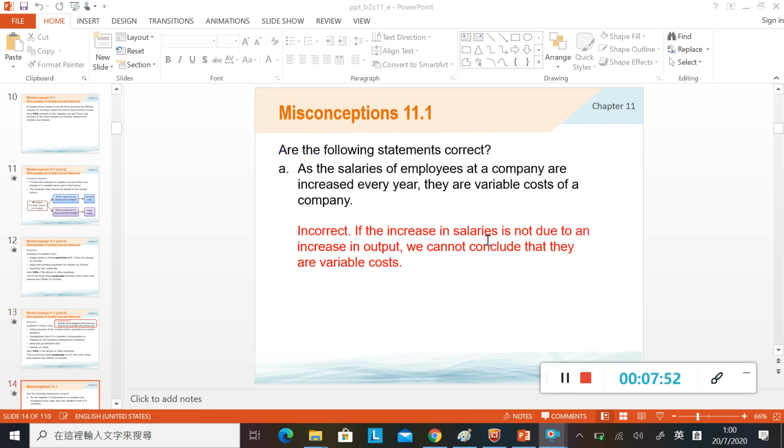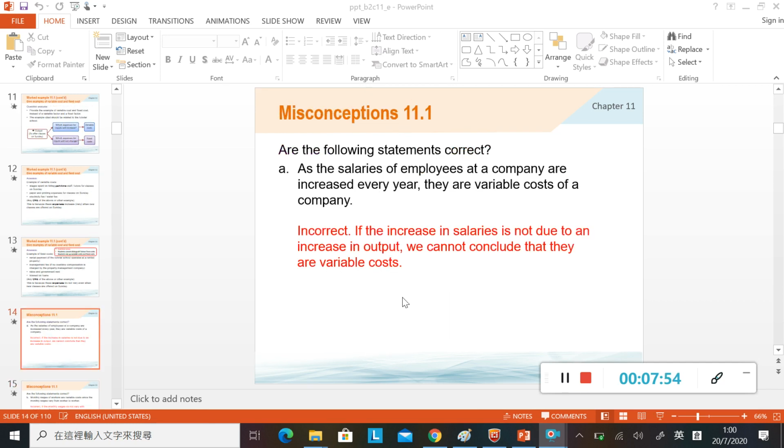好，咁跟住我哋睇下 misconception 11.1。如果你自己睇完做完，你就可以繼續睇落去。好啦，呢一度，as the salary of employees at a company are increased every year, they are variable costs of company. Okay, it is incorrect. Okay, because for variable costs, we are talking about if the cost is increased with the output. And then it is variable cost. We are not talking about the cost will change year by year.